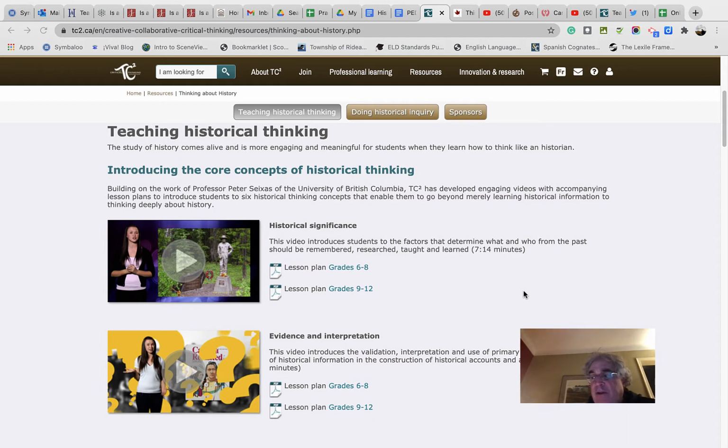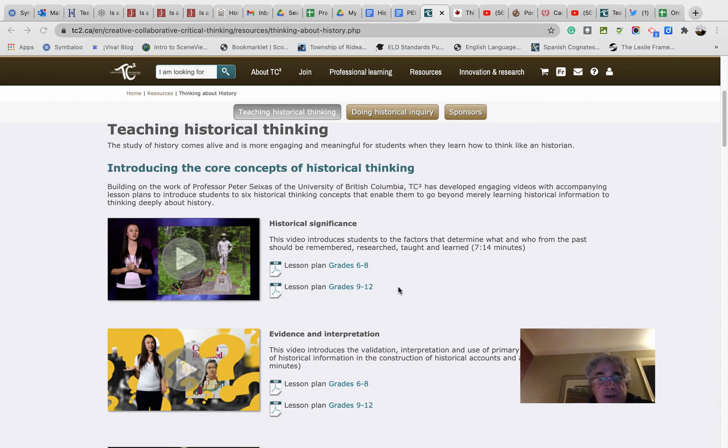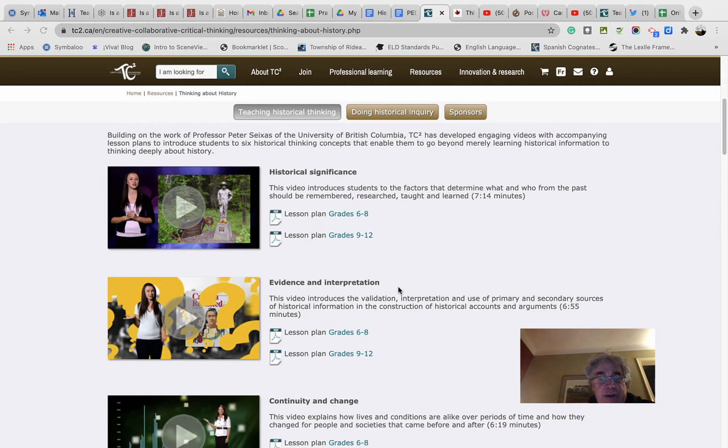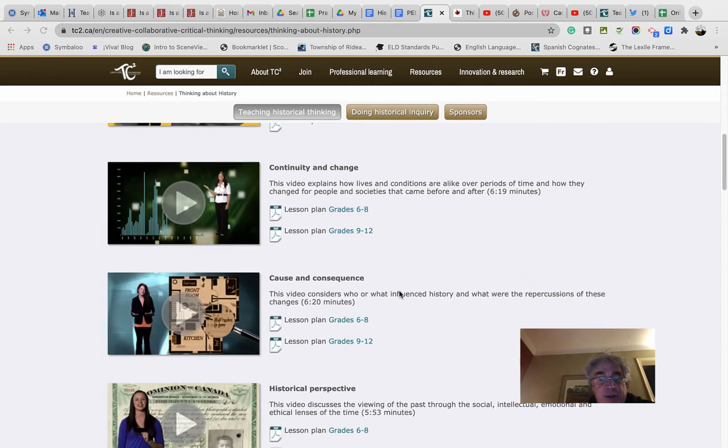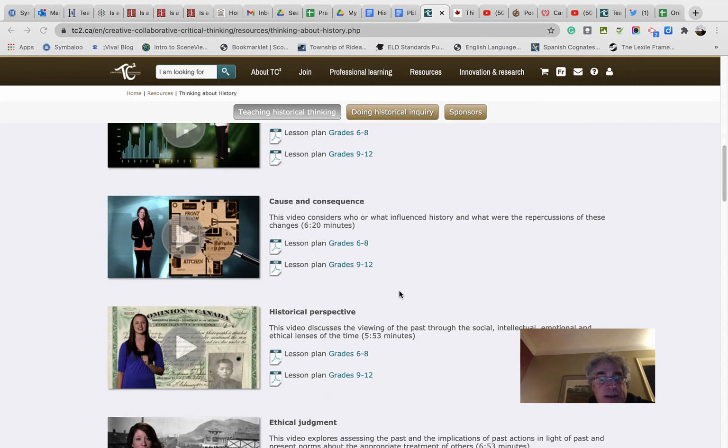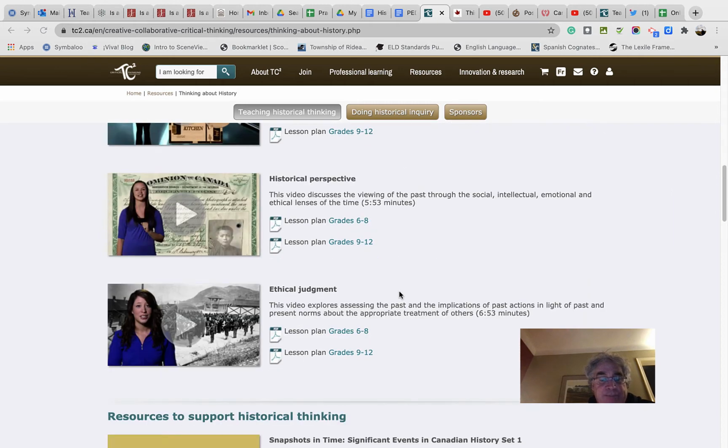Now, different authors at different times have changed what those concepts are, and that will probably continue to change. It doesn't really matter so much as long as you have a sense that there are basic concepts or themes that you can use when you're teaching history. Here you see we have historical significance, evidence and interpretation, continuity and change, cause and consequence, historical perspective, and ethical judgment.